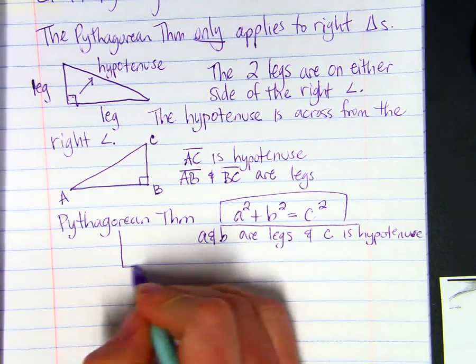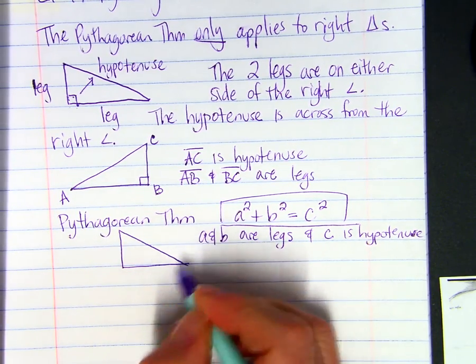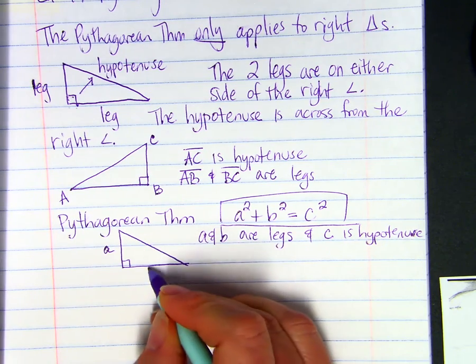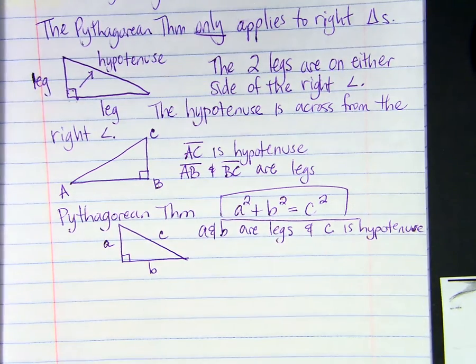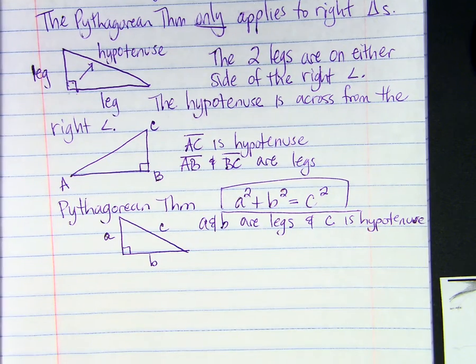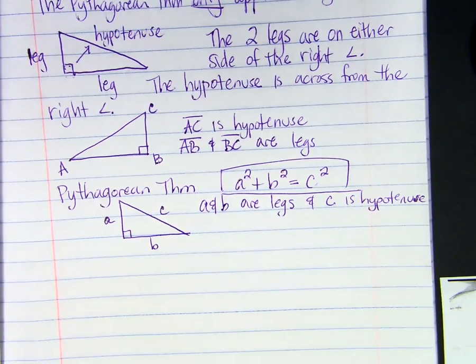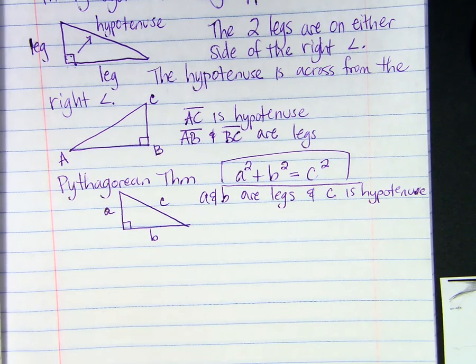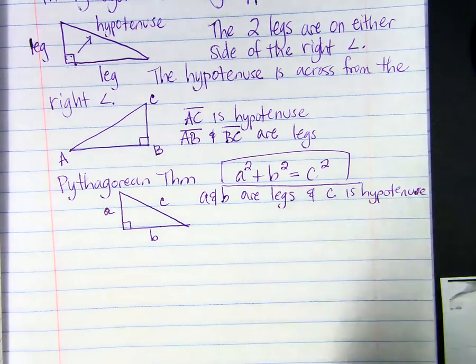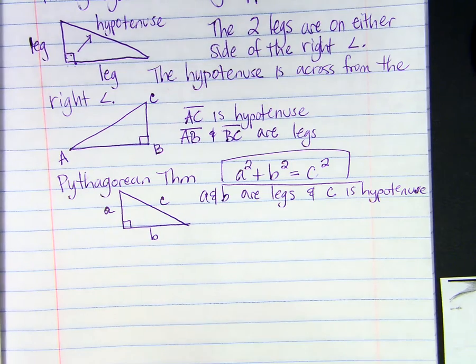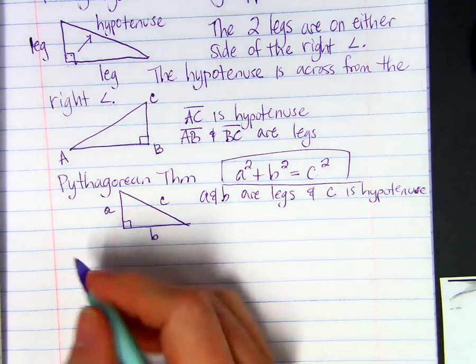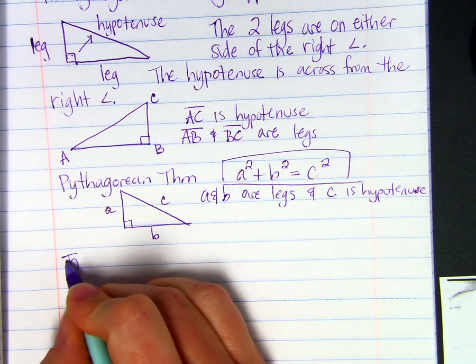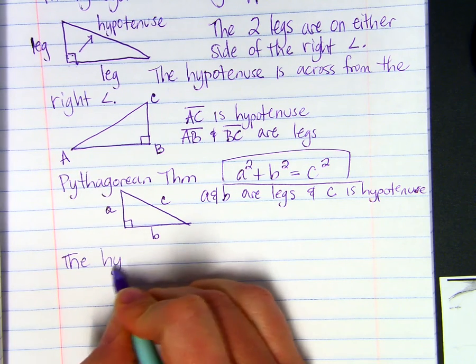So if we were to just draw our generic right triangle, this would be considered A, B, and C. It doesn't matter which leg is A and which leg is B, because the two legs are just considered legs. So you square them and add them together. The order doesn't matter. The hypotenuse is always C.